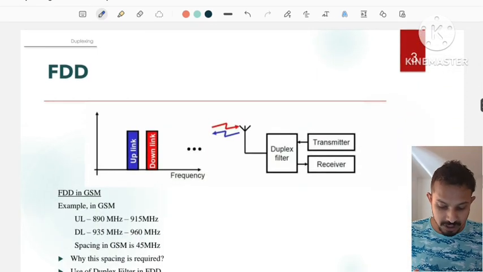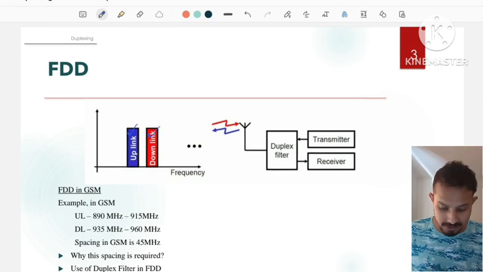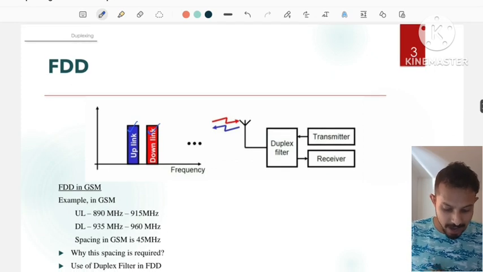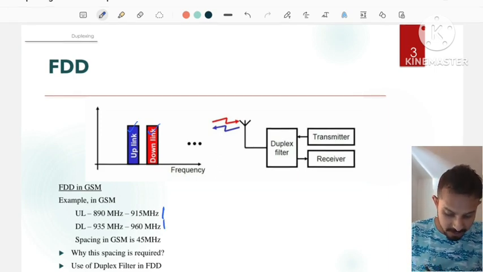In frequency division duplexing, both the uplink and downlink transmissions happen at different frequencies. For example, in GSM, the uplink band is allocated as 890 MHz to 915 MHz, and the downlink band is allocated as 935 MHz to 960 MHz. So the spacing between the bands is 25 MHz.